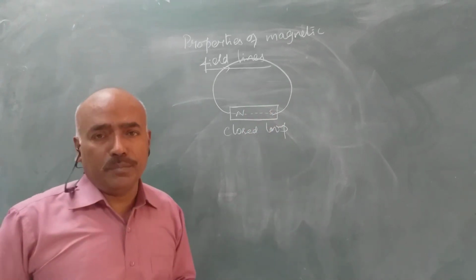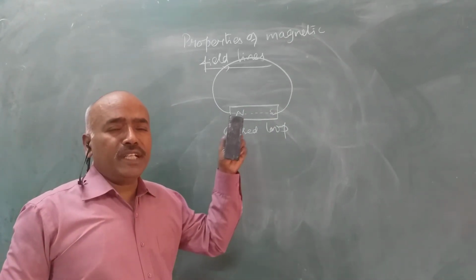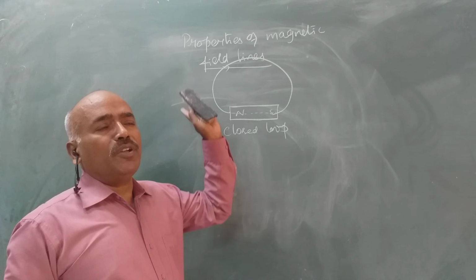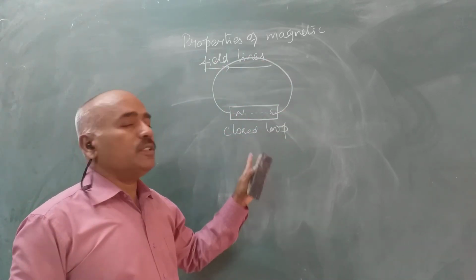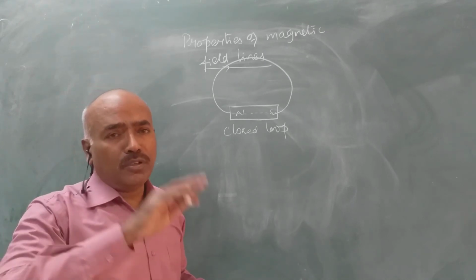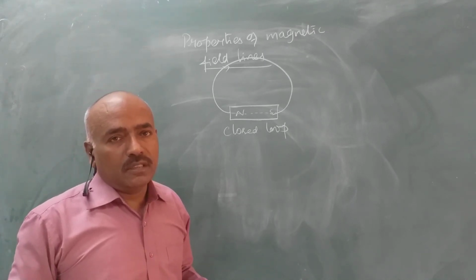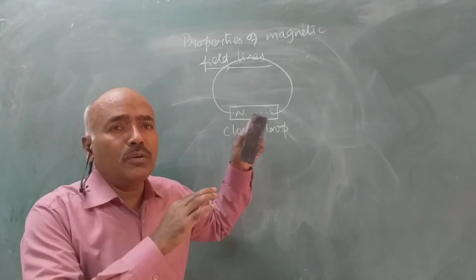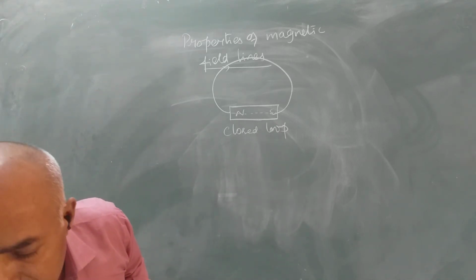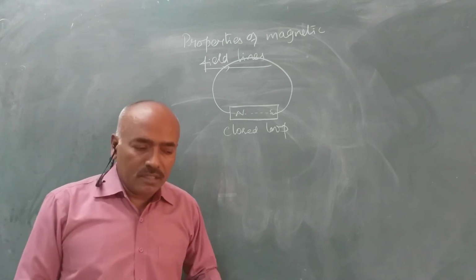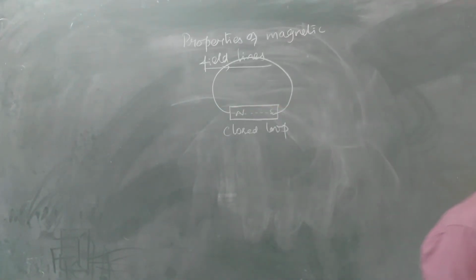This is also one of the properties. They never intersect each other. They always leave the north pole and enter into the south pole. They always form closed loops. They do not break. They have no origin and no end point. So these are some properties of magnetic field lines. Now the remaining things will be discussed in the next video.